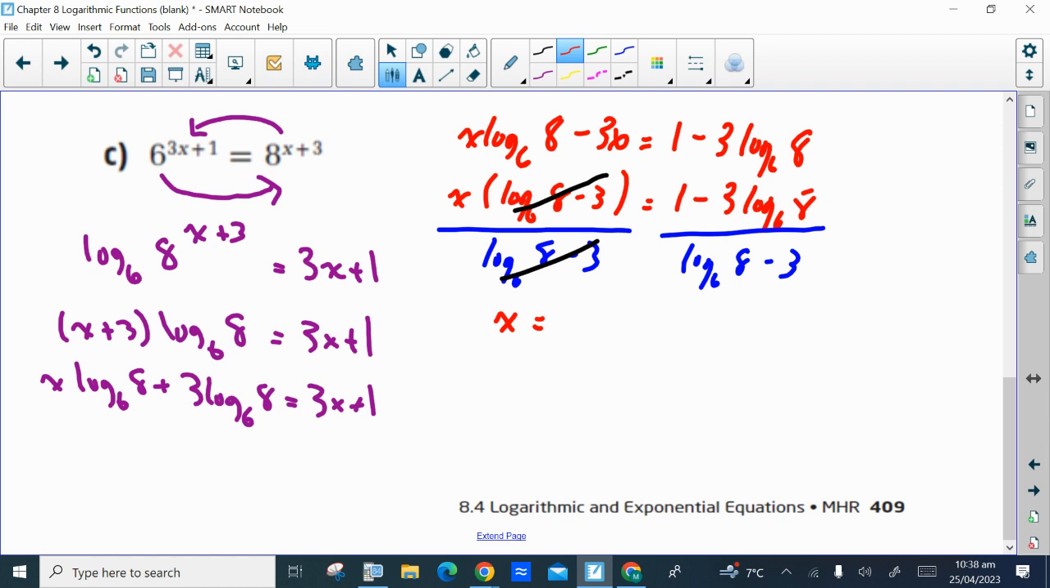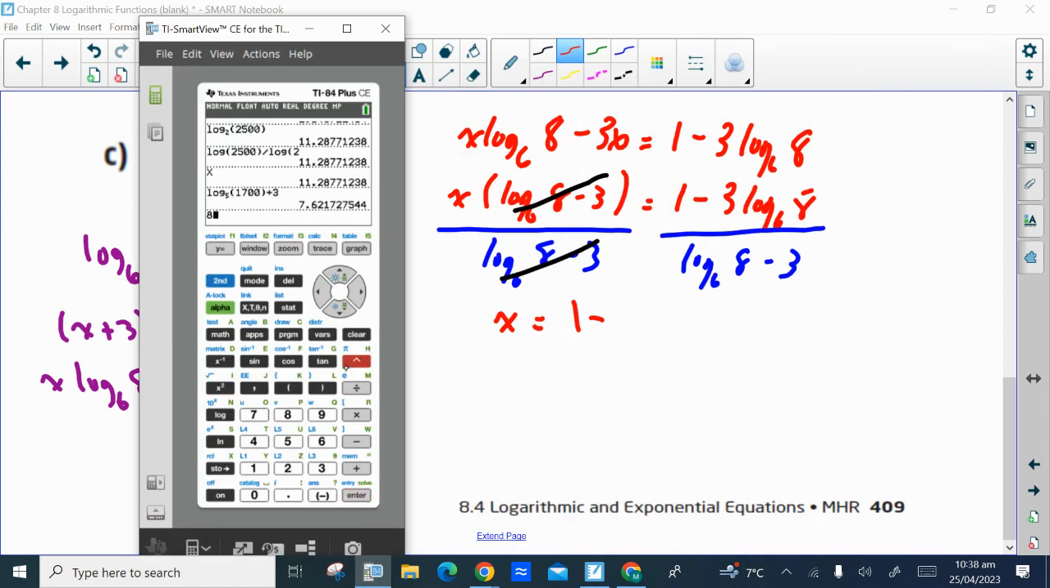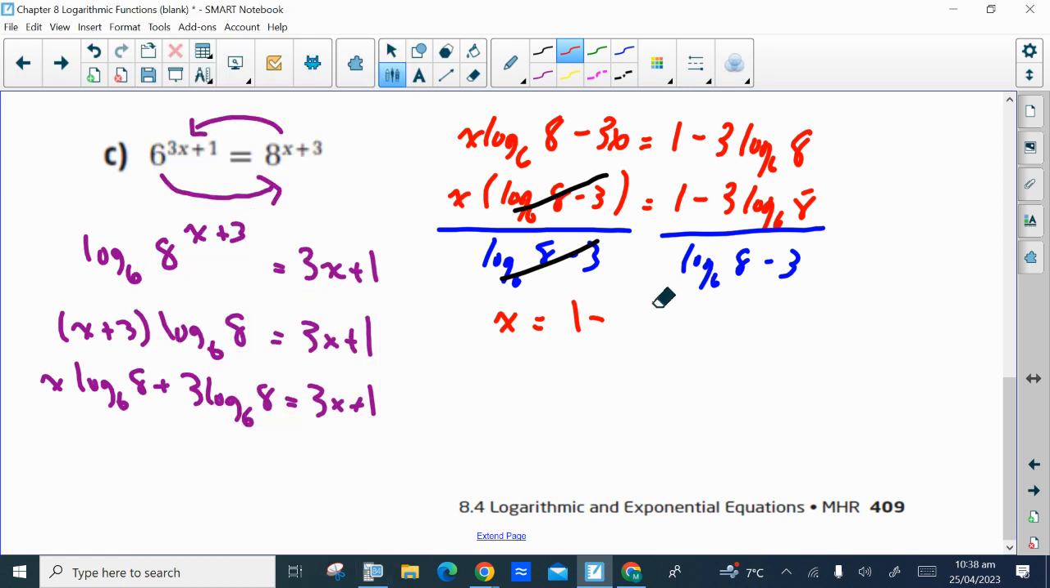You can simplify it a little bit because that second term on top, you can use the power law to bring the coefficient of 3 up as an exponent. 8 to the power 3 is 512. So you could write this as 1 minus log base 6 of 512 if you wanted to, over log base 6 of 8 take away 3. So there's our answer as an exact value.